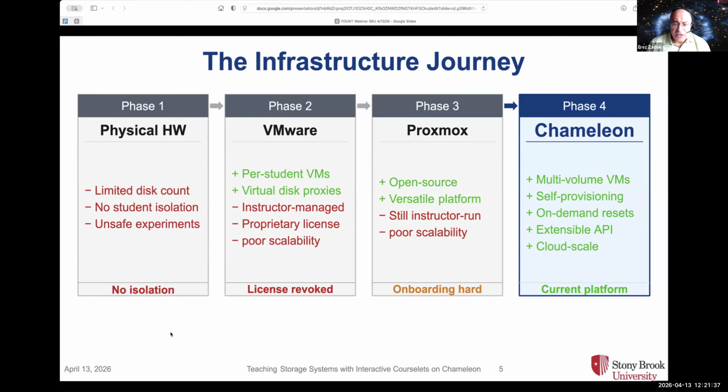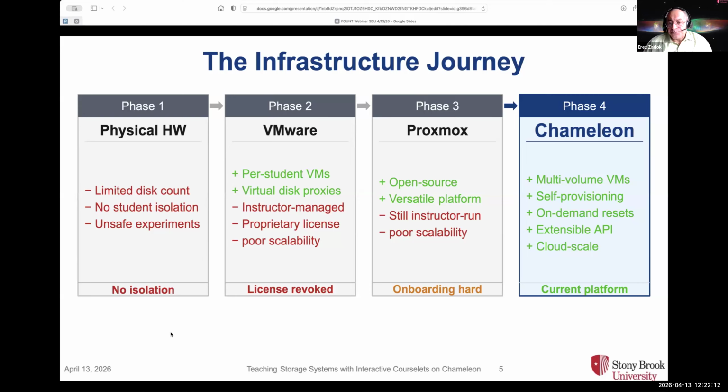And eventually, many of us have moved to the open source Proxmox system. It's more versatile, it's got more flexibility, but it still has similar issues: the instructors or the TAs have to manage the process, and it doesn't scale as well. Not that you couldn't set up a highly scalable system, but it's just so much work. And it's not something that we can afford to do in academia. Plus, it requires quite a lot of hardware infrastructure that we don't have.